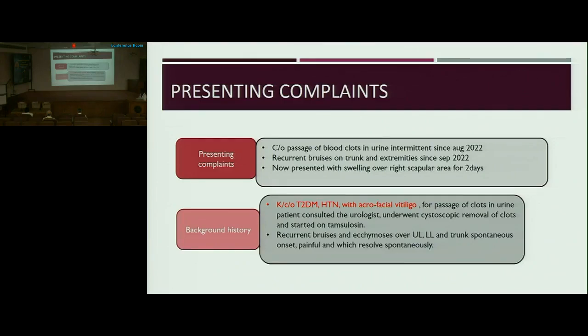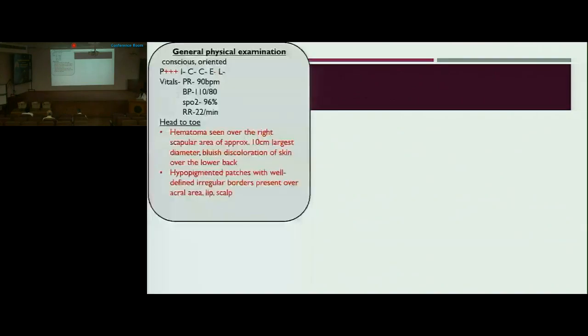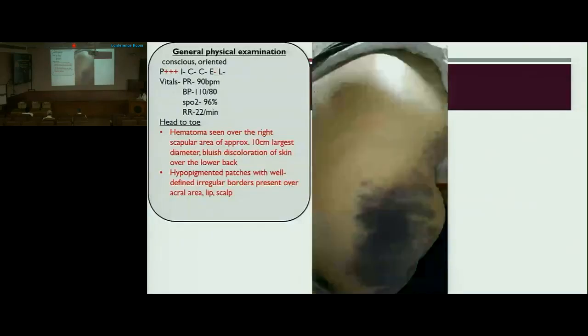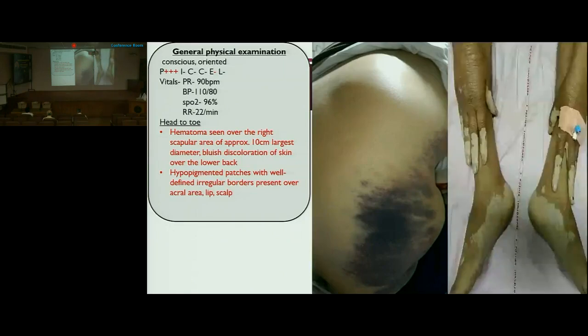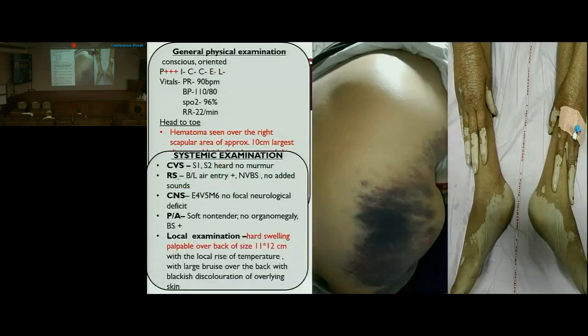A known case of type 2 diabetes mellitus, hypertension, and acrofacial vitiligo, the swelling over the back was insidious in onset and gradually progressive, non-traumatic, with no prior history of bleeding or family history of bleeding disorder, and no history of drug intake. On general physical examination, he has severe pallor. On head-to-toe examination, he has a hematoma of 10 centimeters in largest diameter, with hyperpigmented patches irregular in border over the acral and lip tip areas. Systemic examination was normal. Local examination shows swelling of largest diameter 12 centimeters, local rise of temperature, and a large bruise over the back.